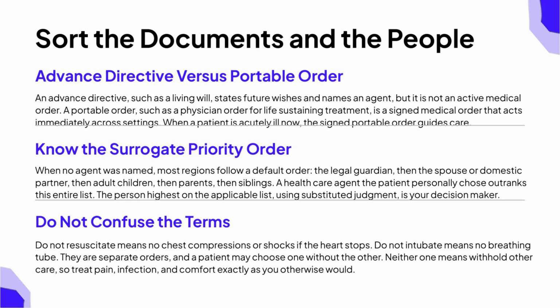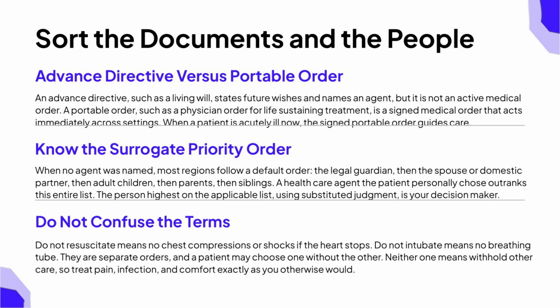Strategy 3 is to sort the documents and the people, because these questions live or die on precise definitions. First, tell an advanced directive apart from a portable medical order. An advanced directive, like a living will, records what a patient would want in the future and can name an agent, but by itself it is not an order the team acts on instantly. A portable order, such as a physician order for life-sustaining treatment, is a signed medical order that takes effect immediately and travels with the patient between settings. When the patient is acutely ill in front of you, the signed portable order is what guides care.